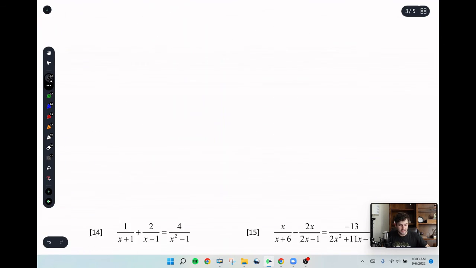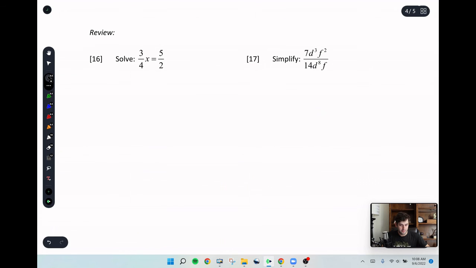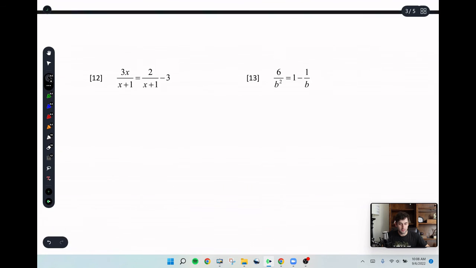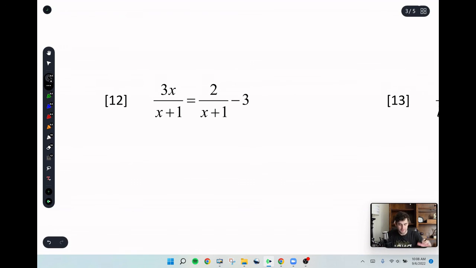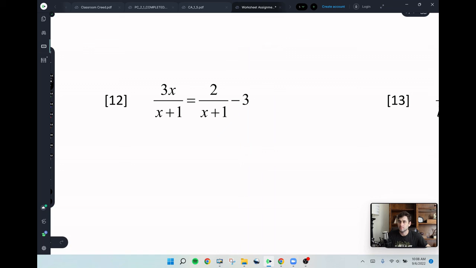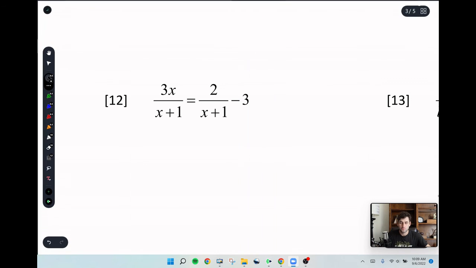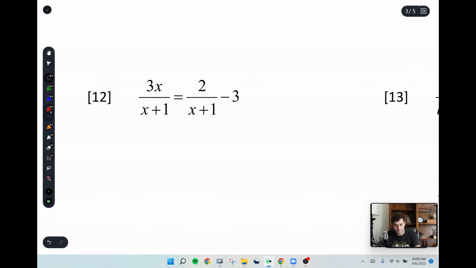All right. We will look at one problem with the x's on the bottom, or a rational equation, and see what happens. So here we've got a rational equation with x plus 1 on the bottom, right? So what we're going to do is take those x plus 1s and make sure we have a common denominator. We need to have a common denominator before we can move forward.